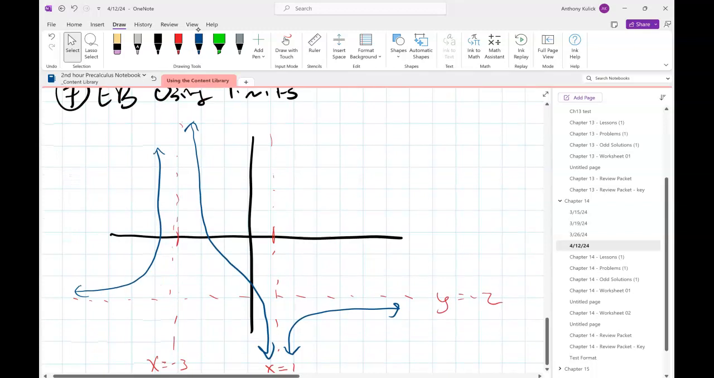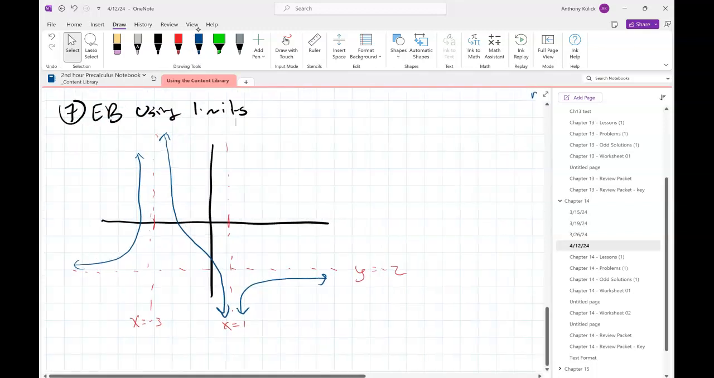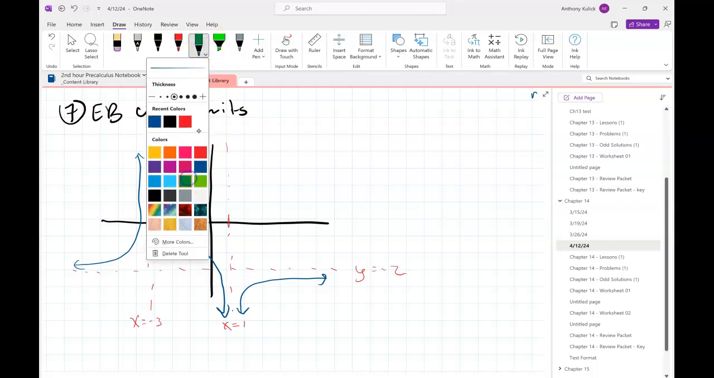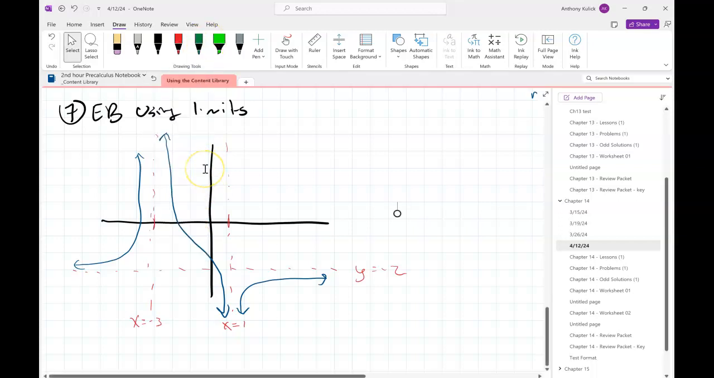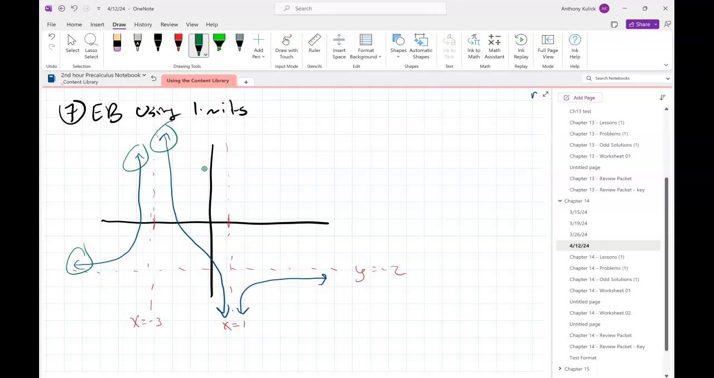All right. So let's say I give you this picture and I ask you to write the end behaviors using limit notations. How many limits are we going to need to write here? 6. Why 6? 1 for each arrow, right? Everybody's good with that? 1 for each end of the graph. 1, 2, 3, 4, 5, 6 of them.